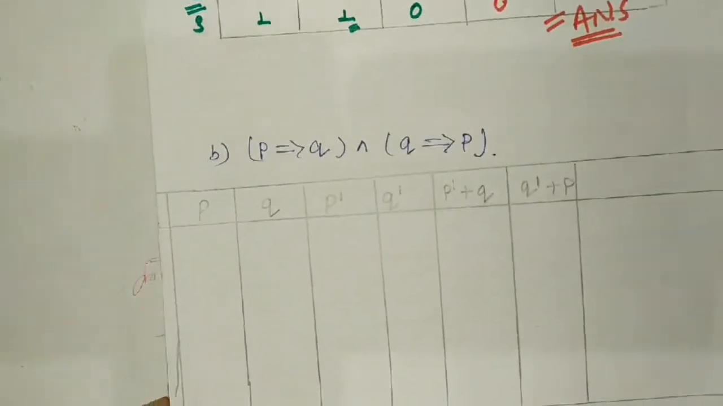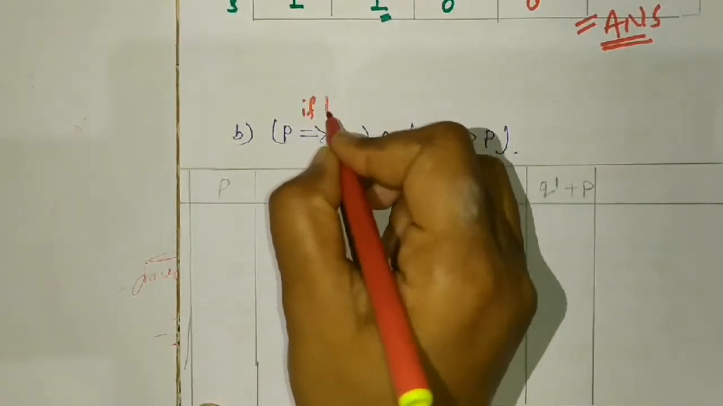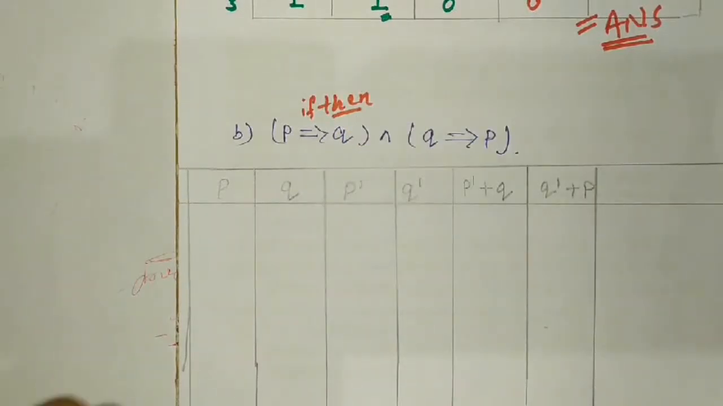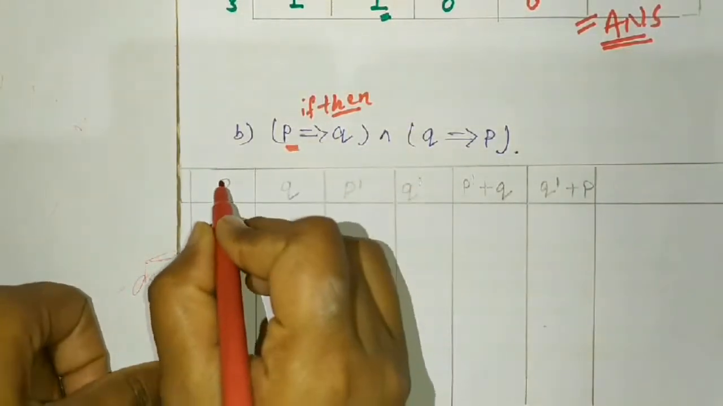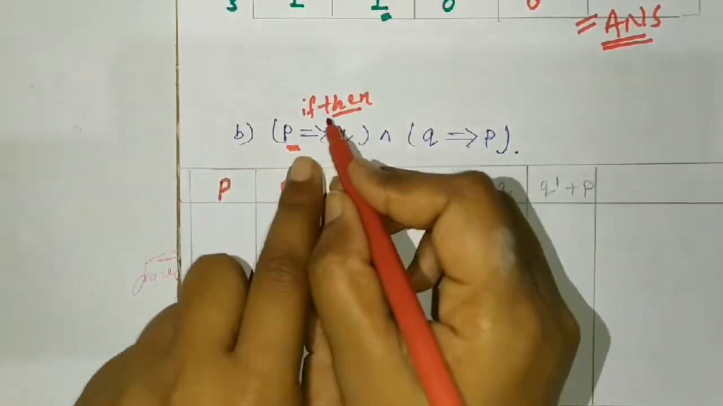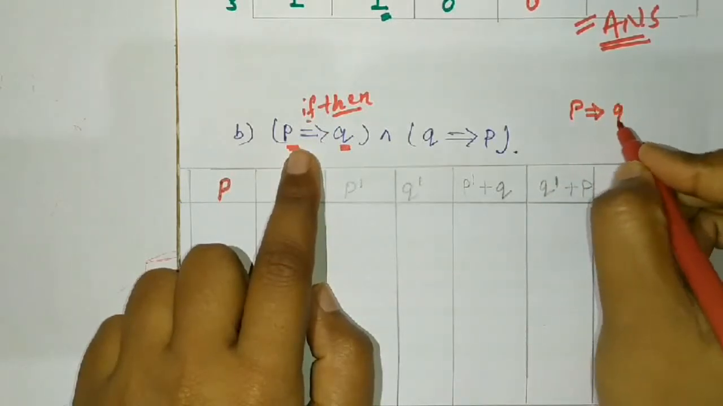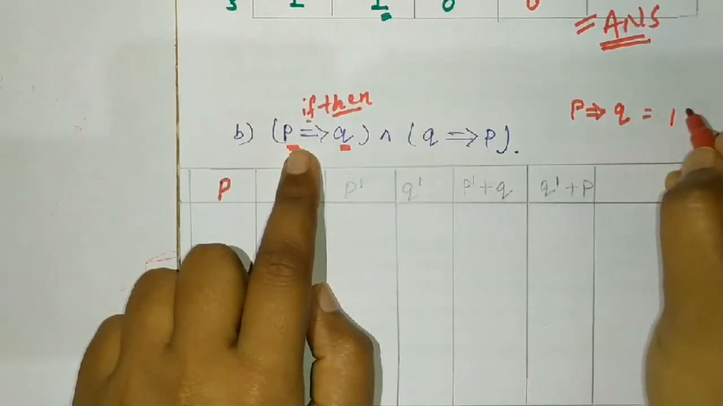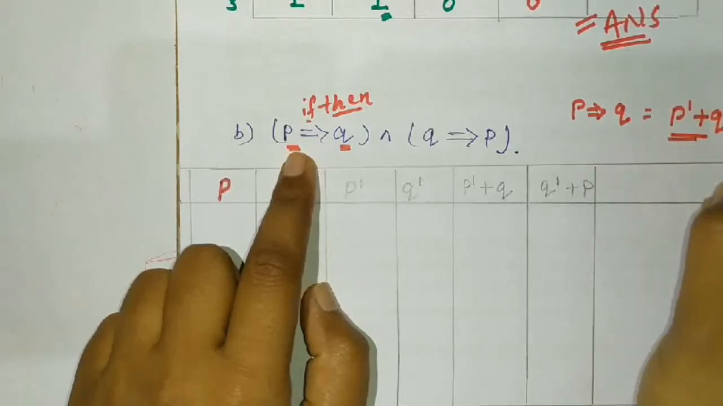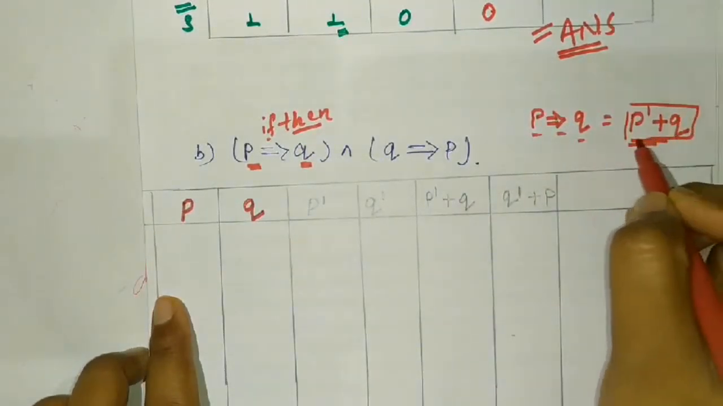So we take another question related to the truth table. This is the question related to if then. So firstly we write P, then next one is Q. What is the expression of P conditional Q? The expression of P conditional Q is P dash plus Q dash. P dash plus Q dash.